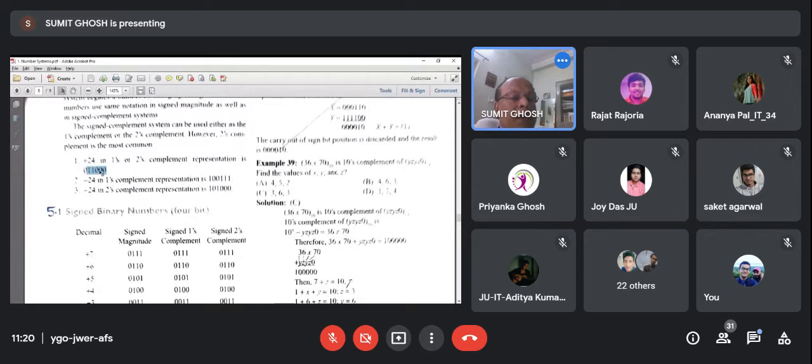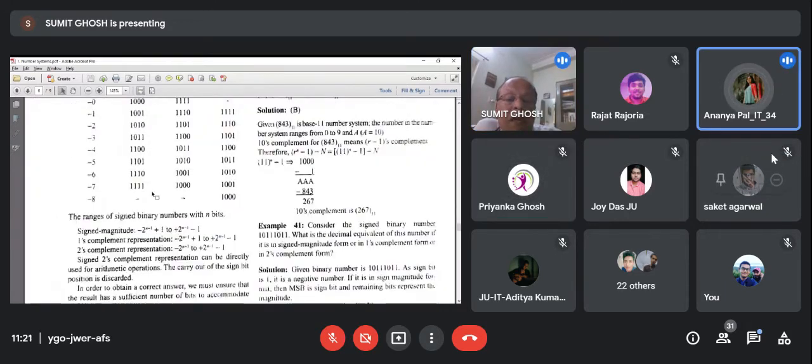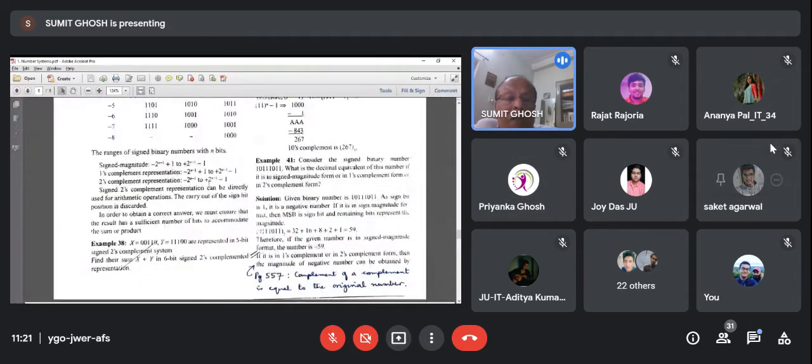Plus 24 in 2's complement representation is the same. Plus 24 is the same in both cases. In sign magnitude, you represent minus 24 starting with a 1 and then the number. In ones complement representation, you take the ones complement of this to get minus 24. In twos complement representation, you take the twos complement of this to get the number. Is it clear? Yes, sir. Okay. You can go through some of these examples.